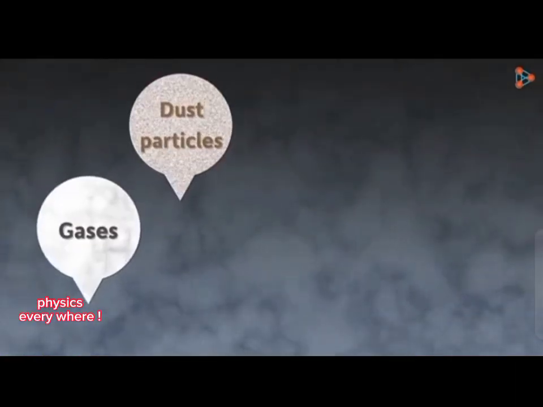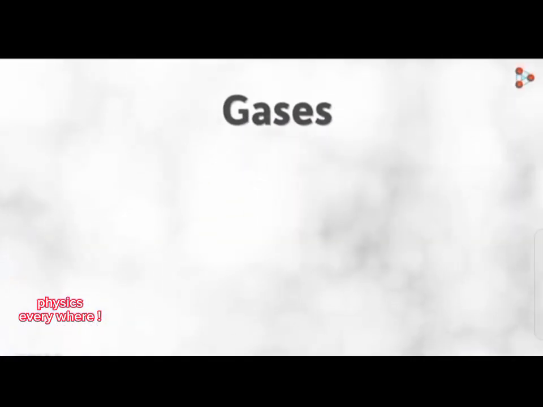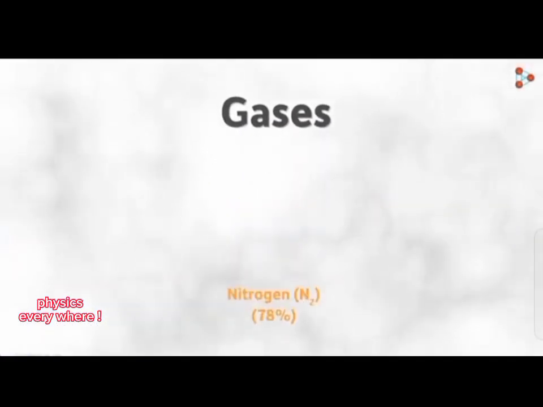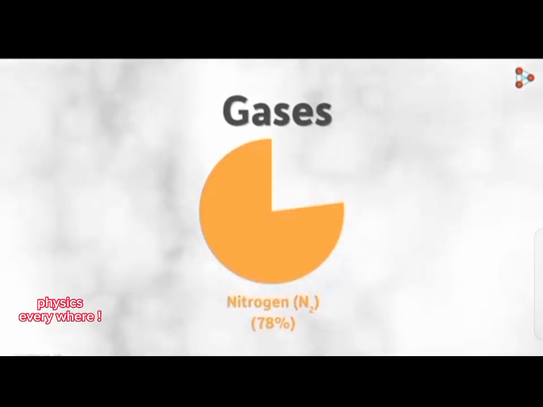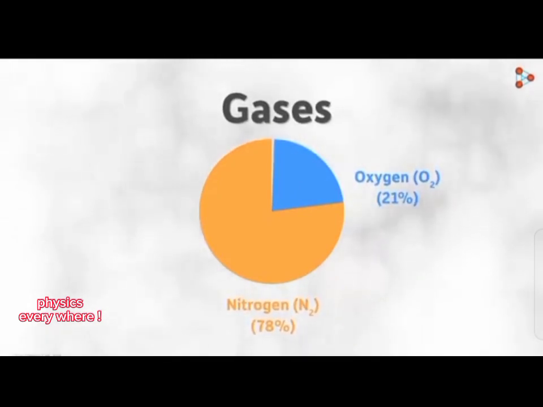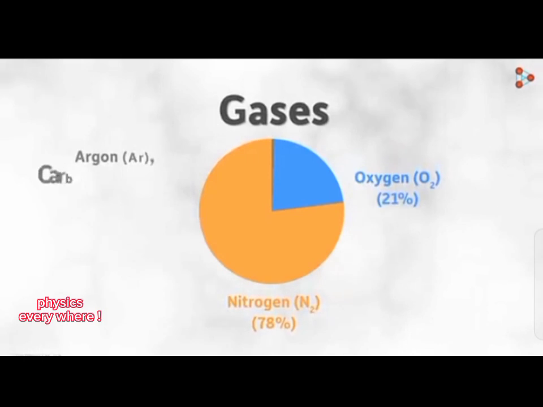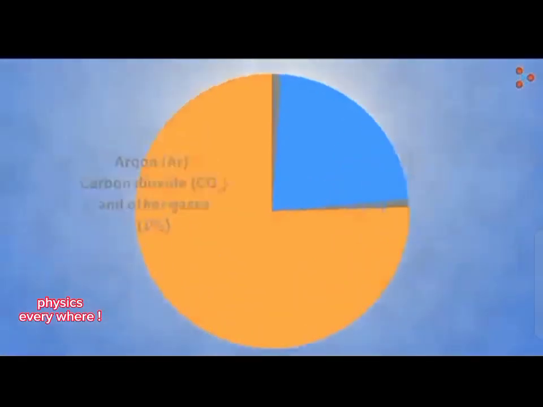And what forms the Earth's atmosphere? The Earth's atmosphere is mainly composed of gases, dust particles, water droplets, and water vapors. Among the gases, nitrogen is present in abundant quantity, around 78%. It is followed by oxygen, which is about 21%, and the remaining gases like argon, carbon dioxide, and other gases constitute about 1%.